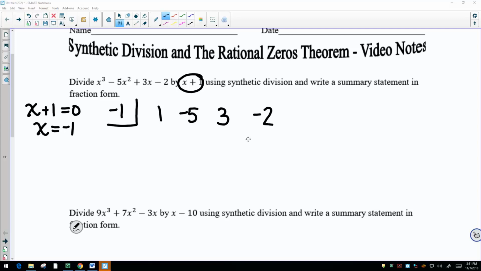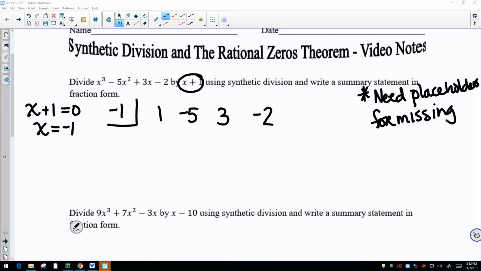And you always need to have a value for each one of those things. So if x cubed is our largest power, then I need to have 4 places. If one of those is not there, you need to have a 0 as a placeholder, and that might be something that we want to write down here. So we need placeholders for missing terms. And that includes a constant.